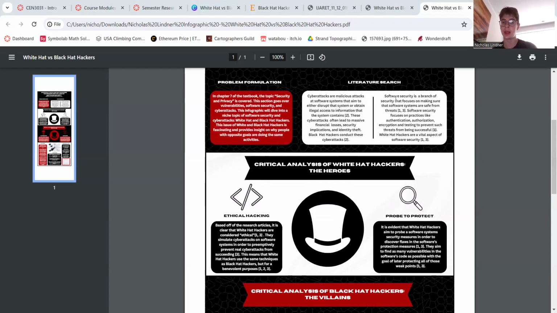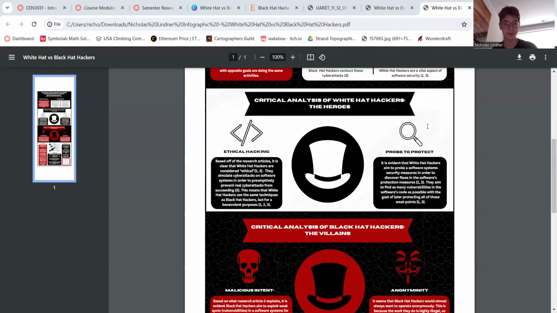And then the first and third references go over how software security is a branch of security that focuses on keeping systems safe from threats. These ones go over white hat hackers, and they talk about authentication, encryption, and those types of things.